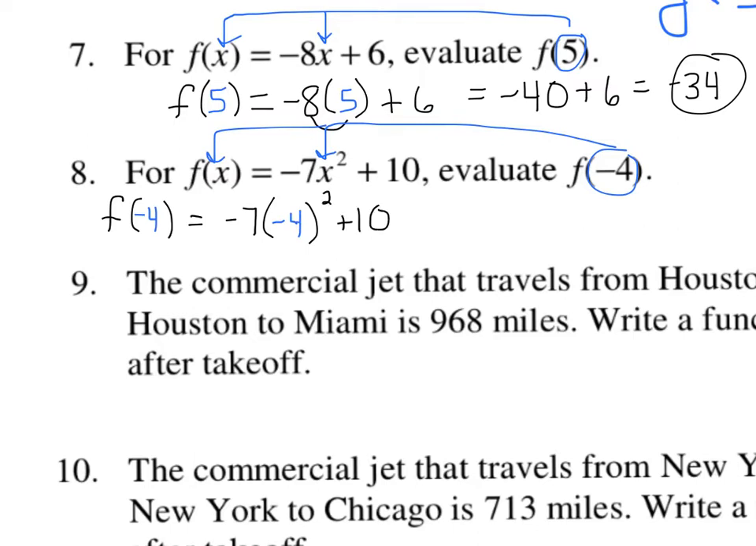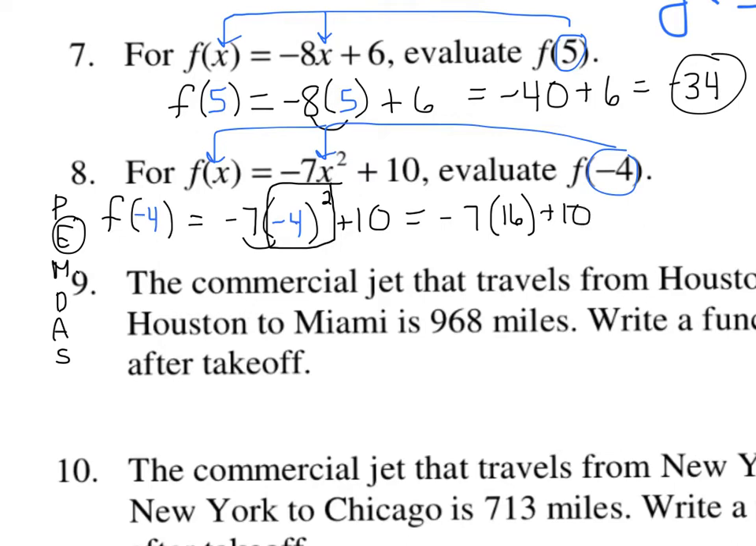So we have to follow PEMDAS, the order of operations, and exponents come before multiplying. So before we multiply the negative 7 and negative 4, we need to take care of the exponent on the negative 4. So negative 4 to the second power is positive 16. So now we can multiply negative 7 times 16, which is negative 112. And when you add 10 to that, you get negative 102.